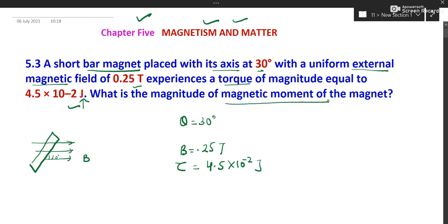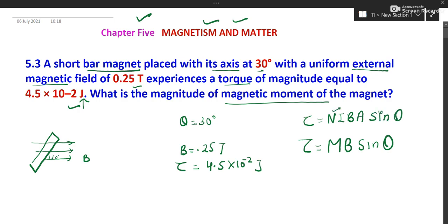So we'll have to find out the magnetic moment. It is simple, a substitution based numerical. Torque is equal to mB sine theta. Torque can be written as NIBA sine theta also. Out of that, N into I into A is the magnetic moment. All the quantities have been given: torque, magnetic field and 30 degree. You can substitute and obtain the magnetic moment.